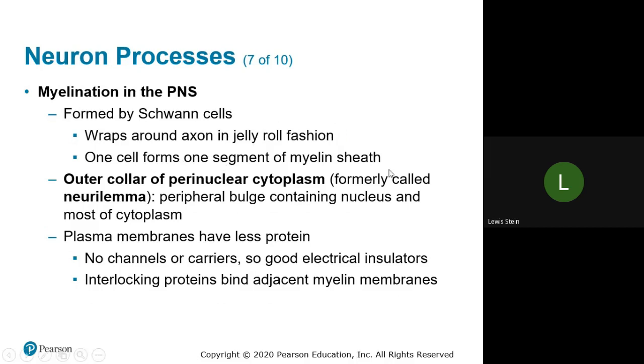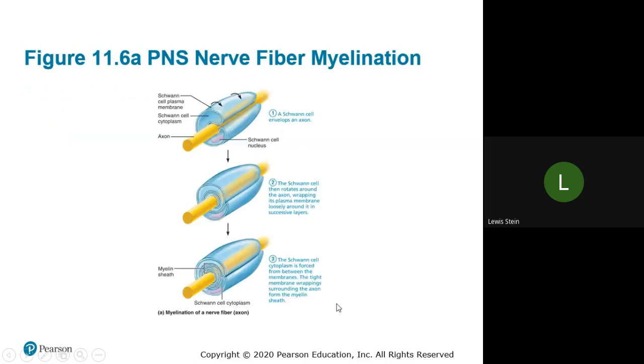So one cell is one segment. They have perinuclear cytoplasm, et cetera, et cetera. You'll see the illustration better than I can explain it. The plasma membrane is mostly fatty with a little bit less protein, so you don't have the channels or carriers, the electrical conductors. They interlock very, very well. That's what I mean, that's sort of the bump. And you can see it just rolls and rolls and rolls around.